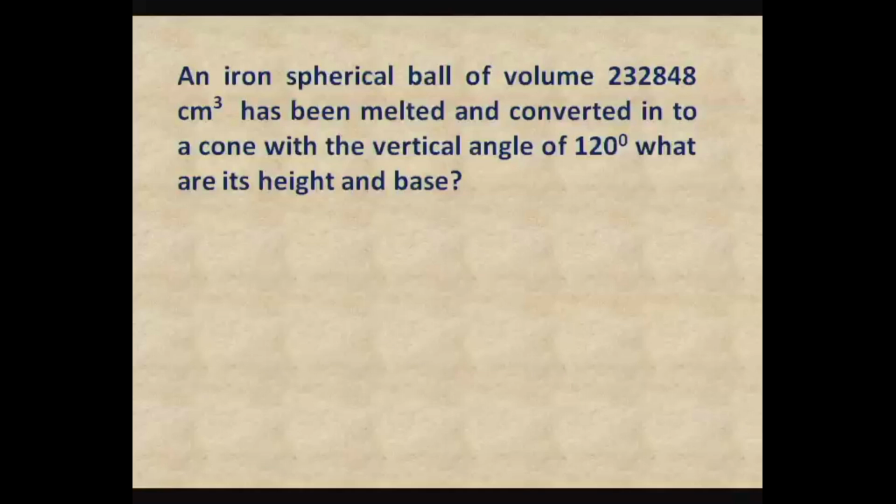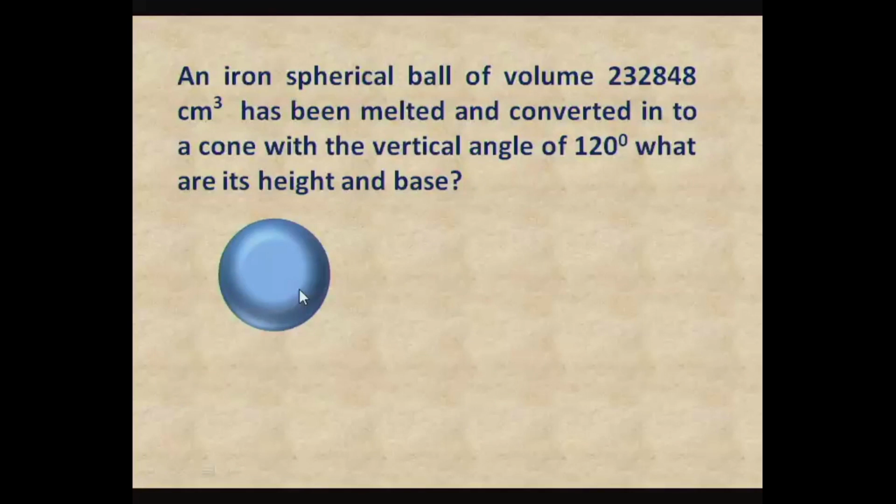An iron spherical ball of volume 2,32,848 centimeters cube has been melted and converted into a shape of cone with the vertical angle 120 degrees. What are the height and base of the cone formed thus? Okay, look how to solve this problem.